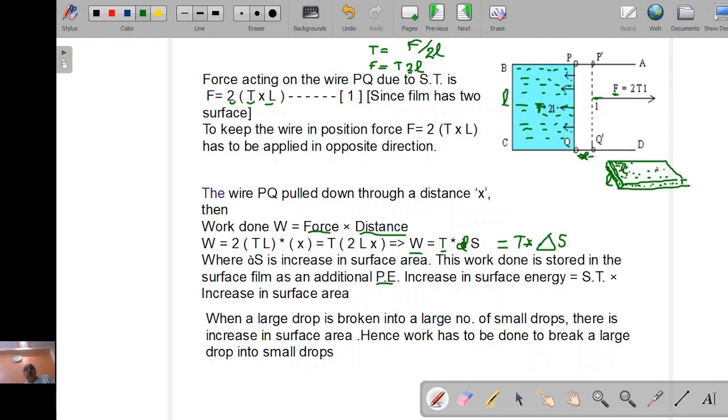When a large drop is broken into a large number of small droplets, if we have a large drop and it breaks into very small droplets, the number will be quite large. These are droplets.